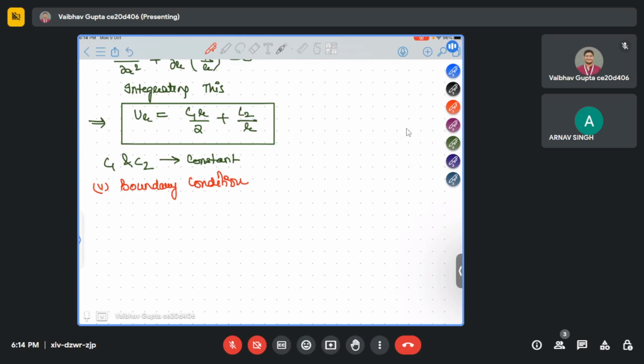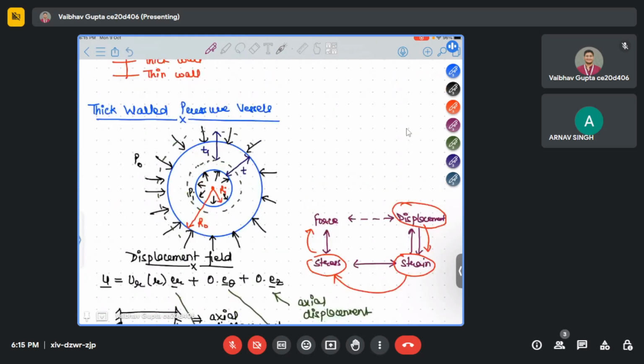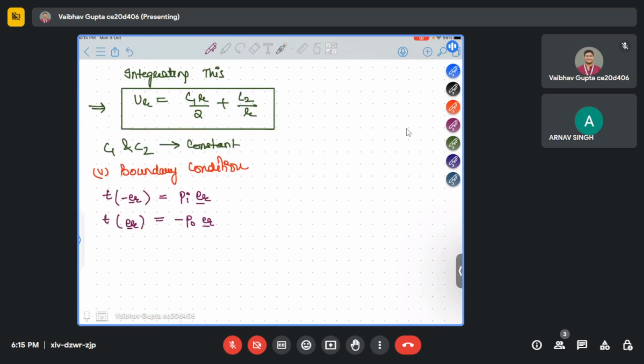When pressure is applied internally as well as externally, traction at the inner surface is in the minus er direction, given as Pi er, and traction at the outer surface is in the positive er direction, equal to minus P naught er. Understood why I took minus P naught and why I took positive Pi? See, Pi is towards the outward direction, which is positive. P naught is towards the inside direction, so that's a negative. So these are the two boundary conditions required.